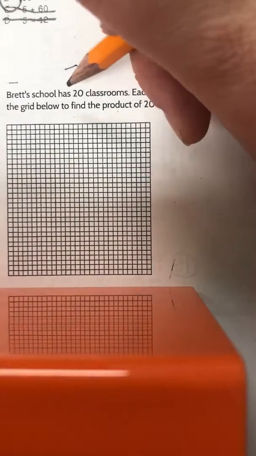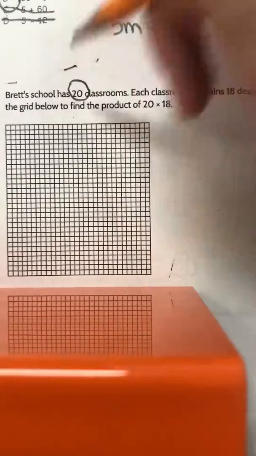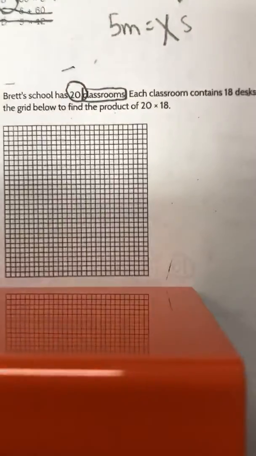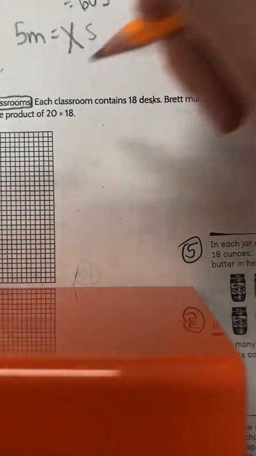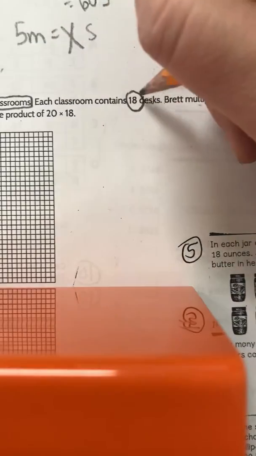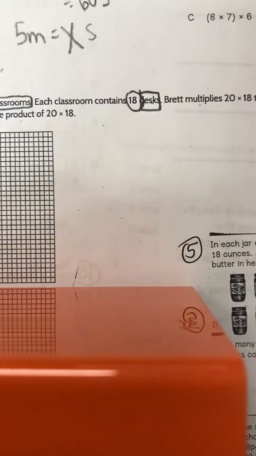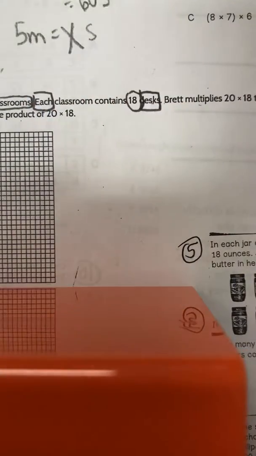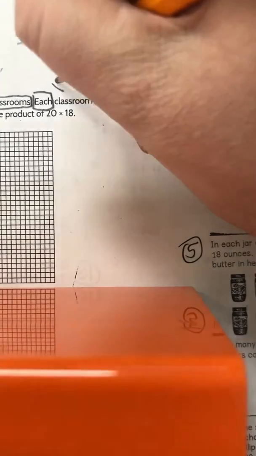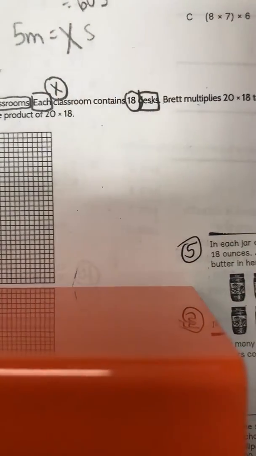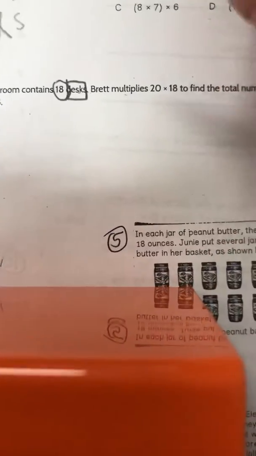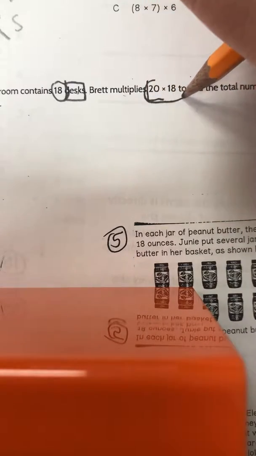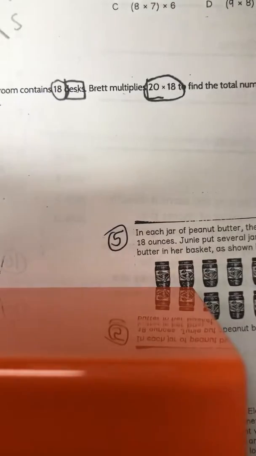I'm going to circle the numbers. I've got 20, and I already know this is a clue word, classrooms. If I go over here, it says each classroom contains 18 desks. 18 is the number. Desks is a clue word, and this word each right here is another clue word that lets me know I'm multiplying. It tells me right here that Brett multiplies 20 times 18. Oops, I could have circled that or boxed it.